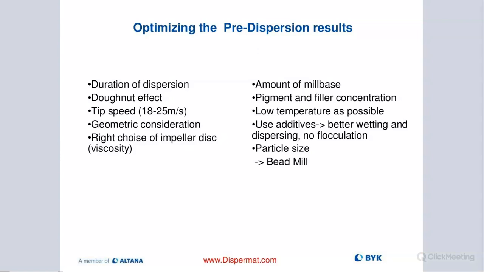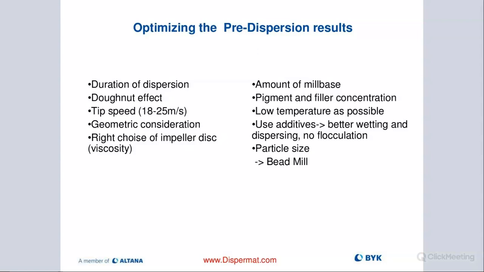Pigment filler concentration, very important. So that's a formulation discussion. When we are pre-dispersing, it's not as critical, but we want to be able to cool our mill base. If we add more time, more time means more heat. More heat is not good, especially when I'm running solvent-based products. So I try to keep the temperature as low as possible.